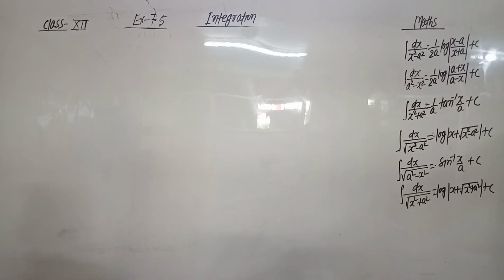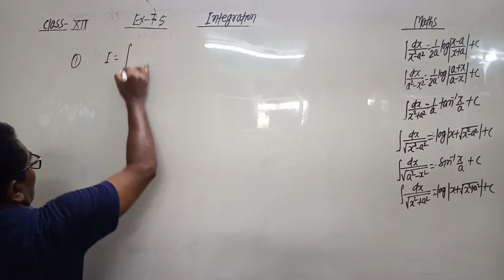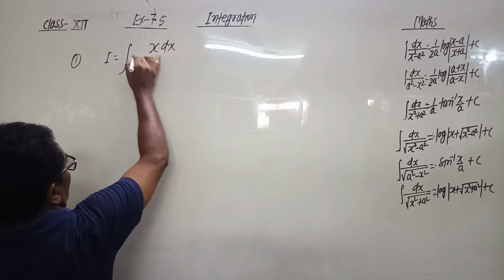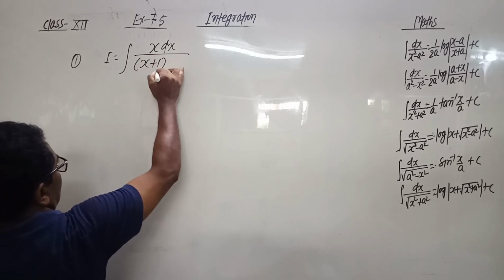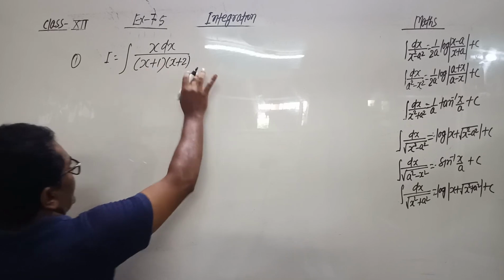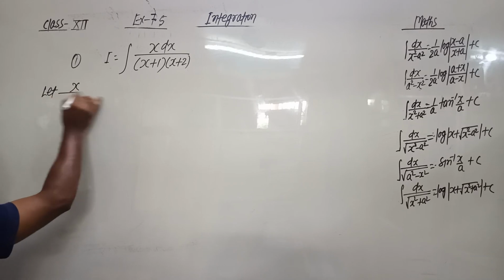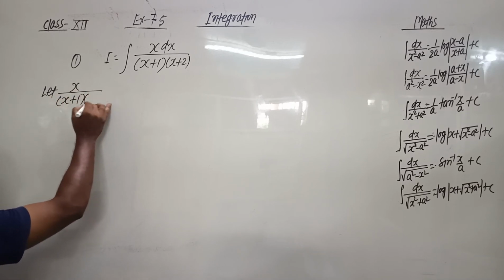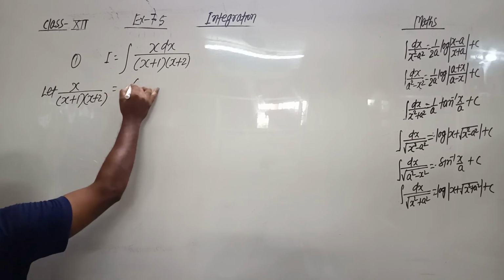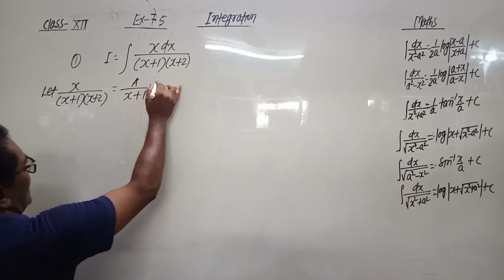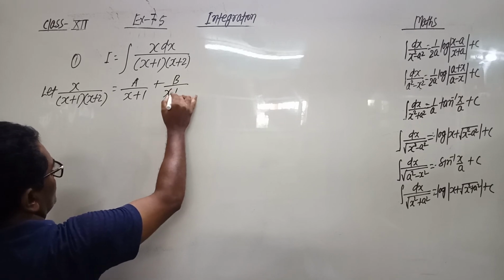Let us see the first question. This is integration of x dx upon x plus 1 and x plus 2. So in the denominator there is a linear form. So we suppose x upon x plus 1 into x plus 2 equals A upon x plus 1 plus B upon x plus 2.